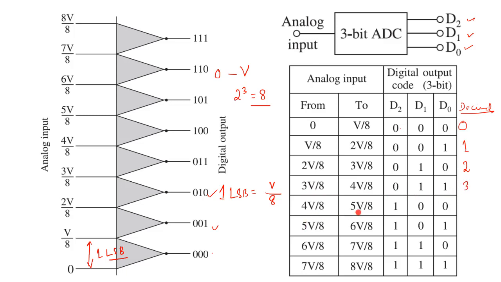From 4V by 8 to 5V by 8 it is 1 0 0, it is 4, right. So similarly for 5V by 8 to 6V by 8 it is 5, 6V by 8 to 7V by 8 it is 6, from 7V by 8 to 8V by 8 it is 7, 1 1 1, right. So these are the digital outputs for the different variations of the voltage.